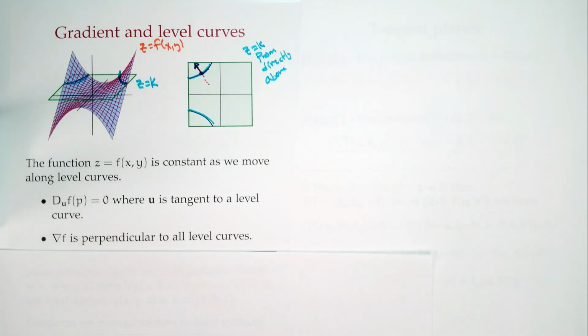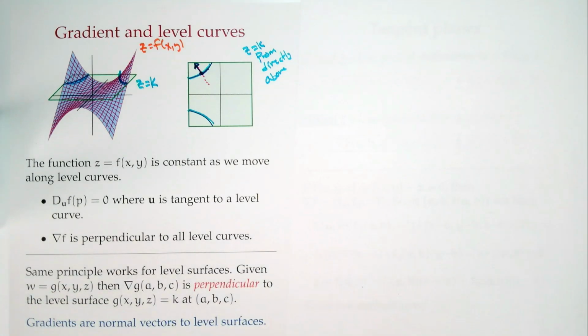Well, how else do we use this? So we know how to find things which are perpendicular to level curves, but we can also say the same idea works for any higher dimensional setting. So I can go up and say, what about functions of 3 variables? So w equals g of x, y, and z.